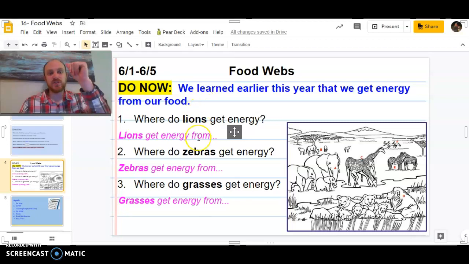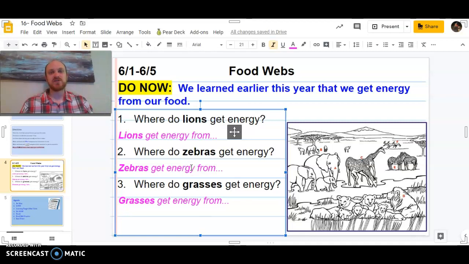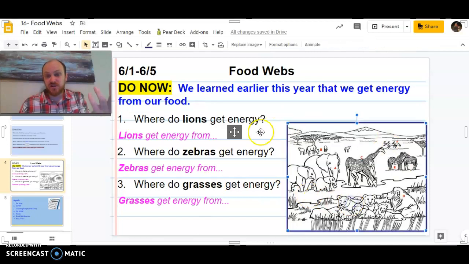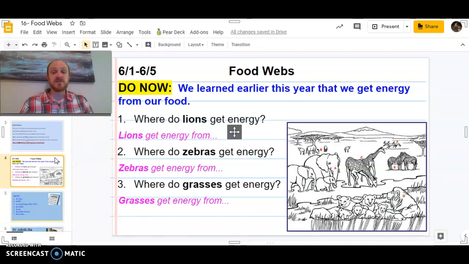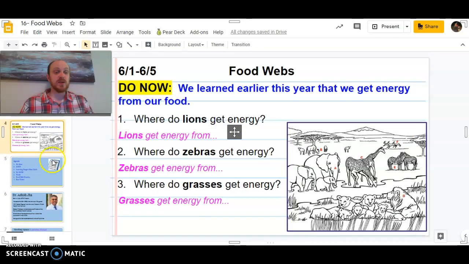So, three questions. Where do lions get energy? Where do zebras get energy? Where does grass? It's a plant, it's alive. Where does it get its energy? Here's a little picture to help you think about this, a little African savanna picture. Go ahead and pause and do that now, and we will keep going.